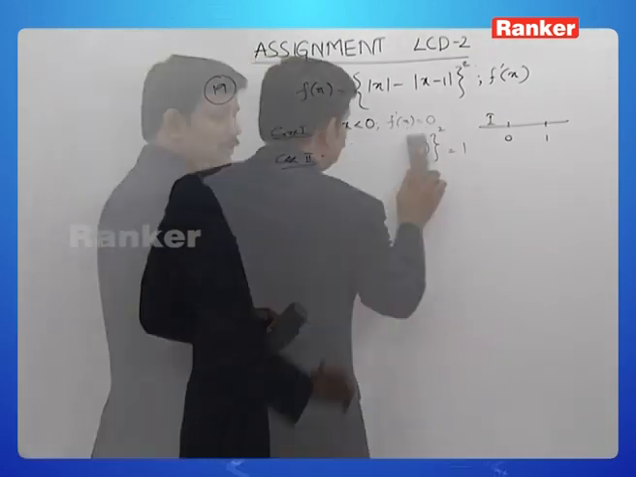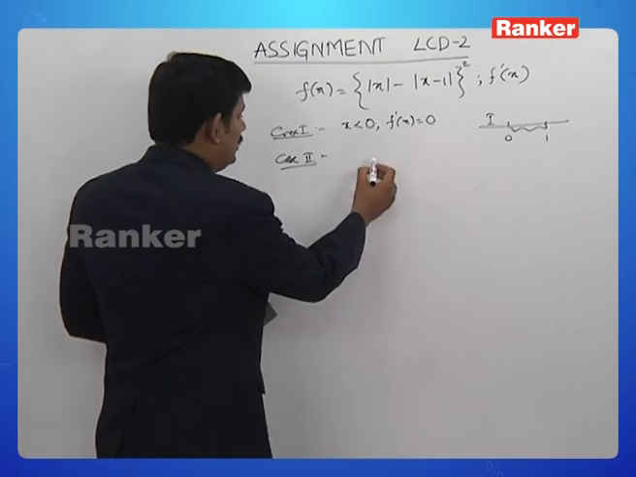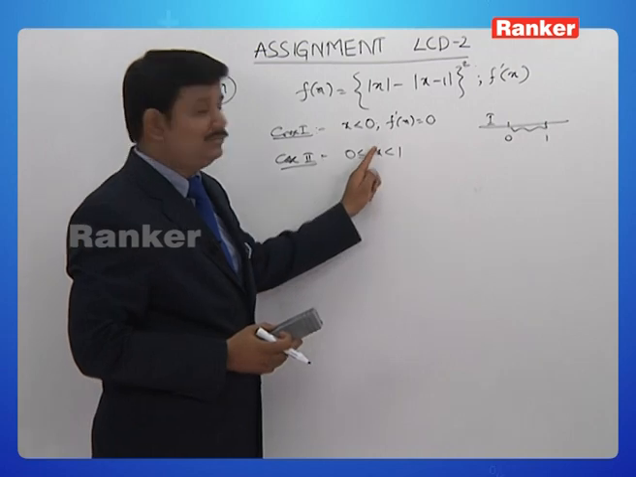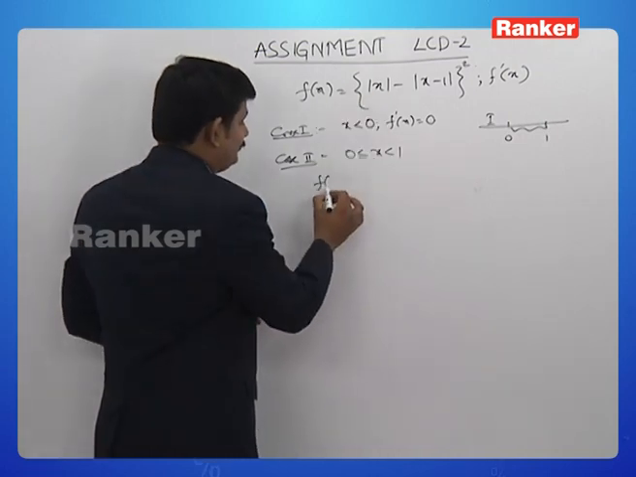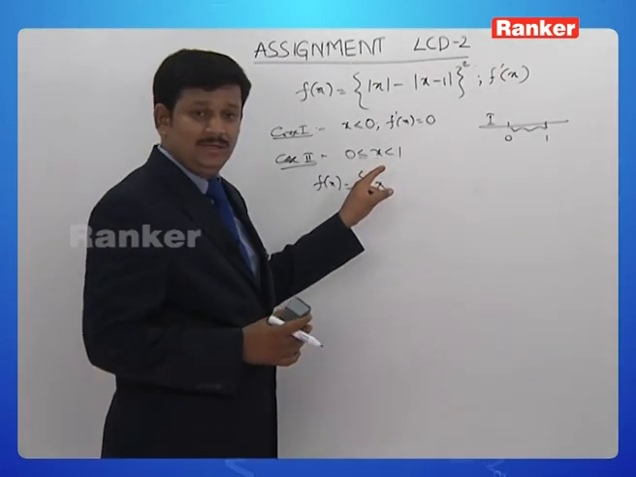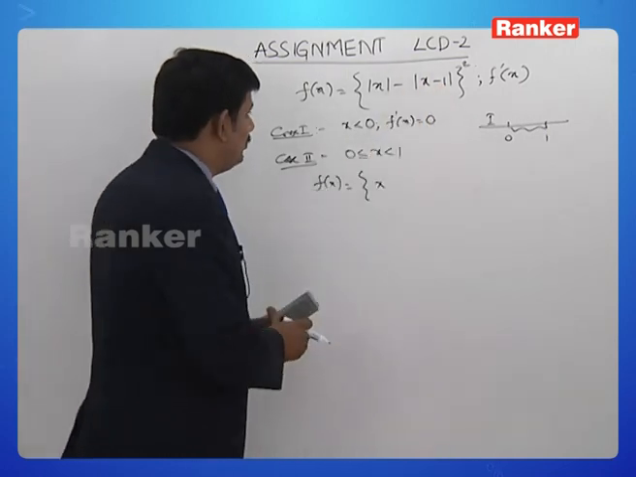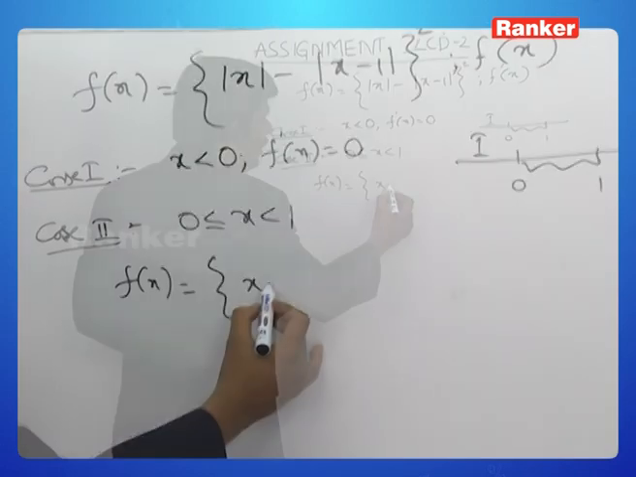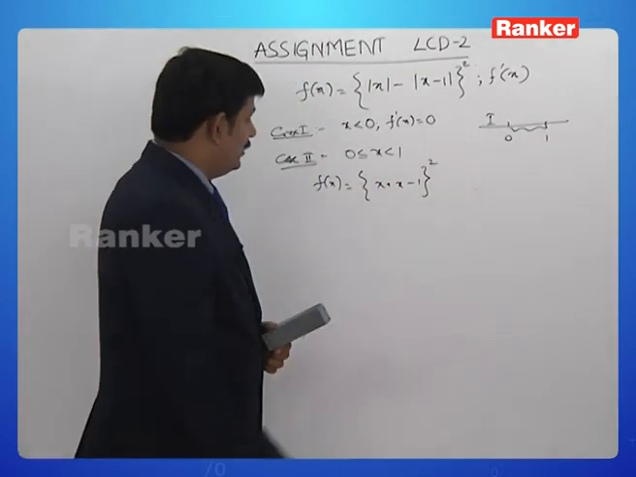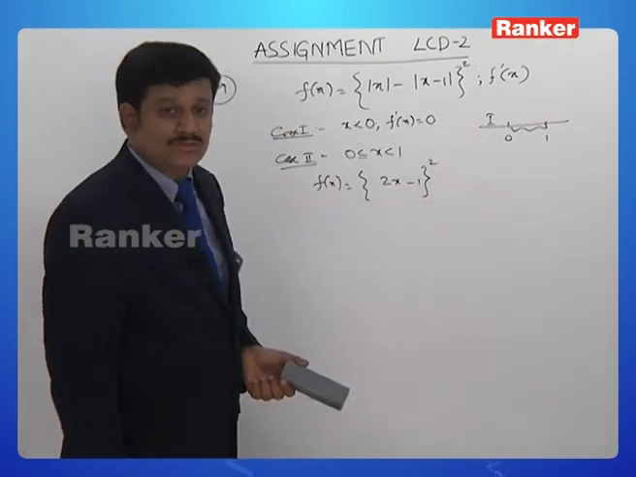Let us look at case 2, that is when x lies between 0 and 1. Whenever x is greater than or equal to 0, mod x is x. x is less than 1, so x minus 1 is negative. Mod x minus 1 will be 1 minus x, with minus sign, it is x minus 1. So, we have 2x minus 1 whole square. f of x is 2x minus 1 whole square.